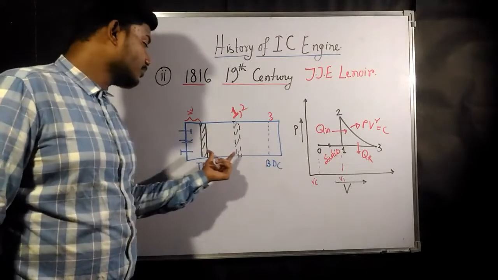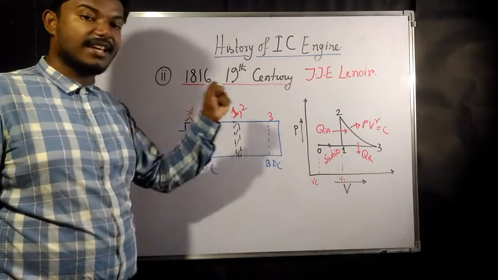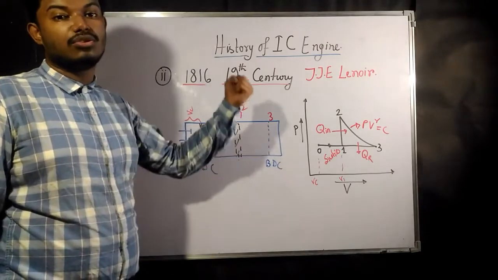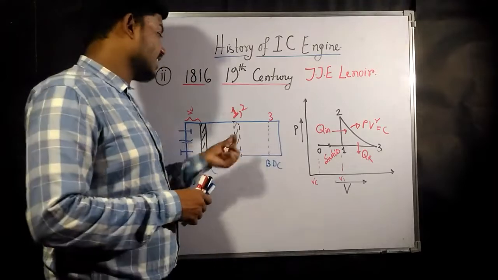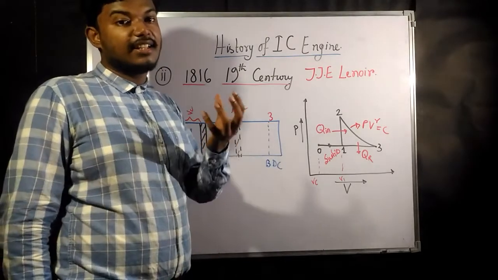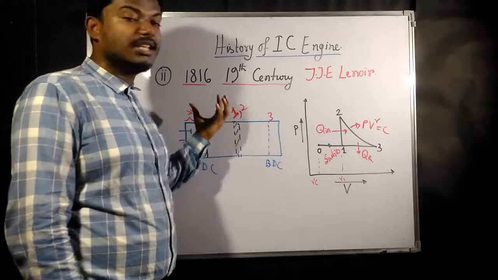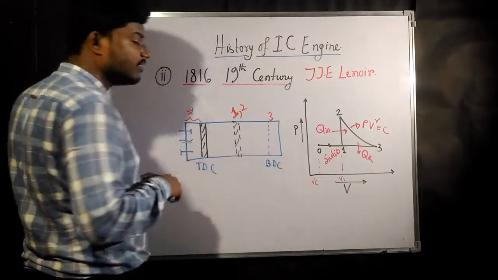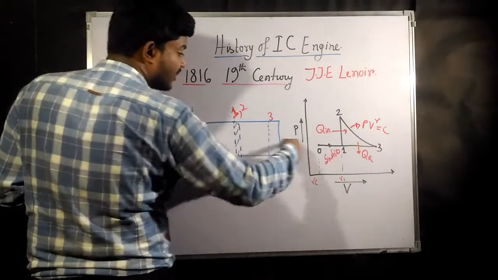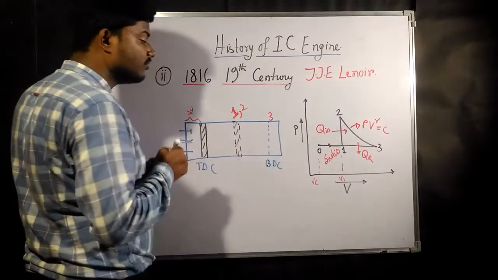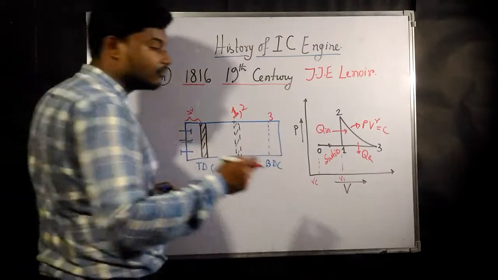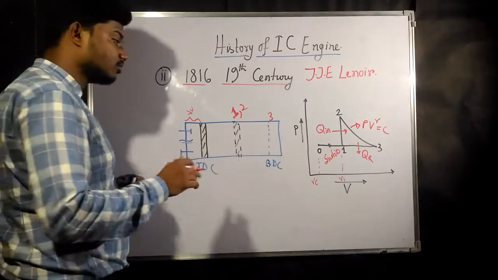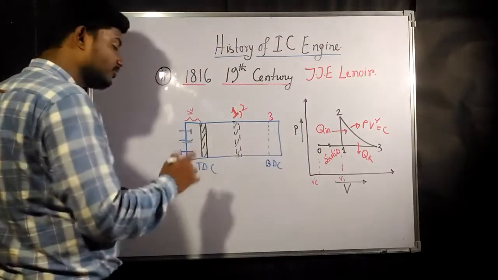This was the cylinder. Up to half of his stroke, it used to suck in the air or air fuel mixture. After that, keeping the volume constant, they used to ignite the air fuel mixture, and due to the ignition, the pressure and temperature are going to increase. Similarly, volume is also going to increase. So 2 to 3 is our expansion, and after that 3 to 0 is our exhaust stroke. Again the cycle will start from 0.